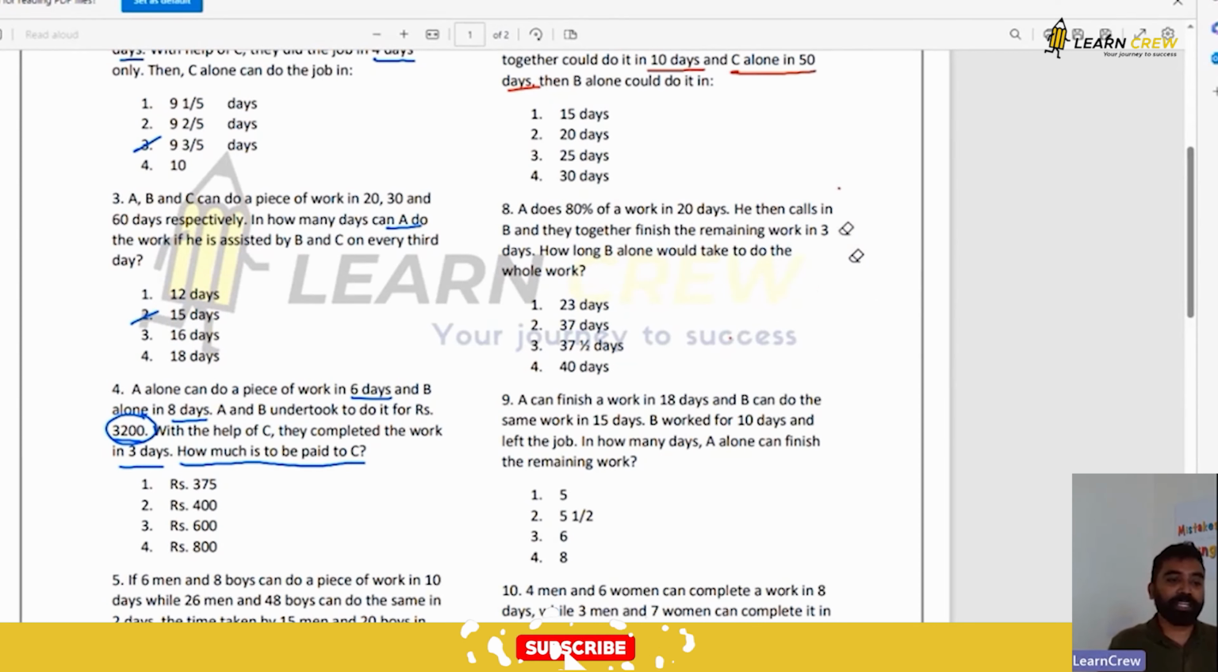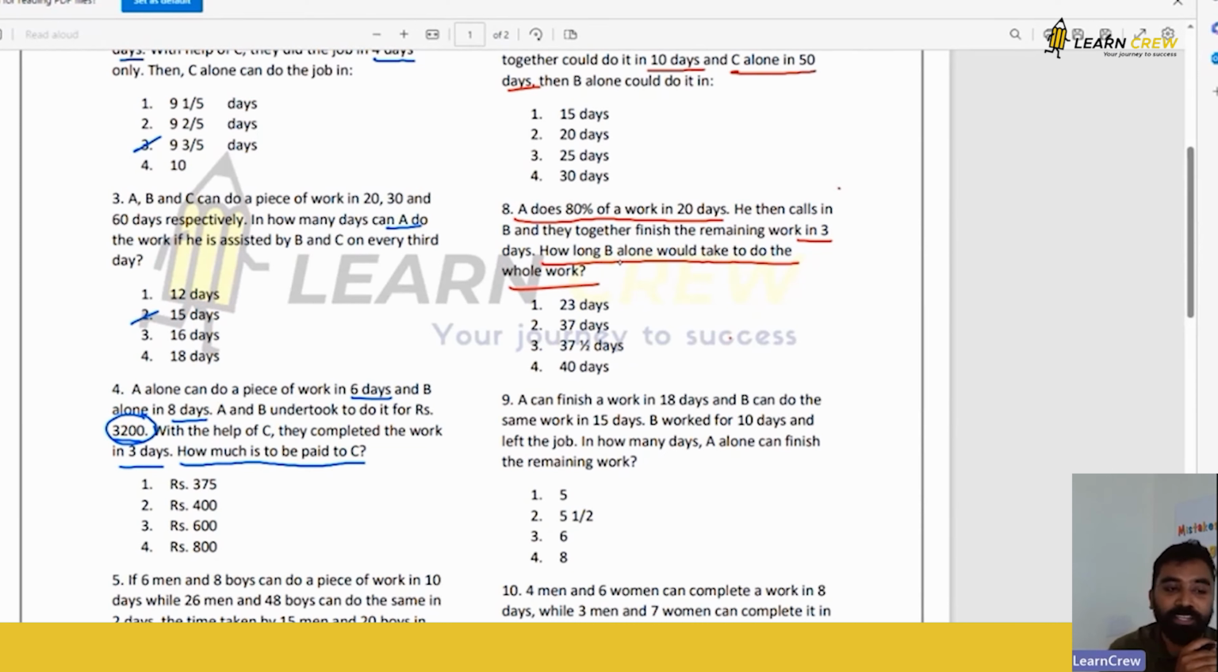Now, if A is completing 80% work in 20 days, how many days will it take to complete 100% work? If A takes 20 days to complete 80% work, how much time will it take to complete 100% work? 25 days. Okay. A takes 25 days to complete 100% of the work.